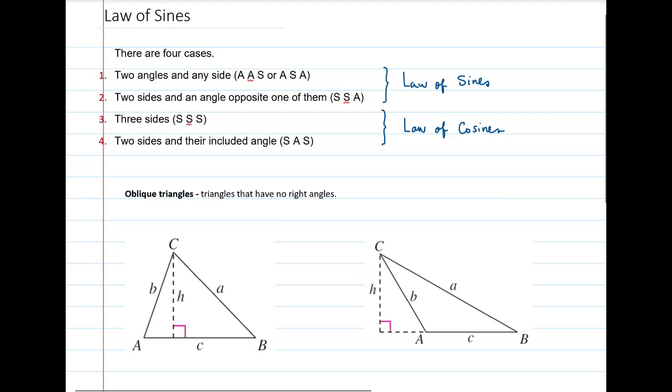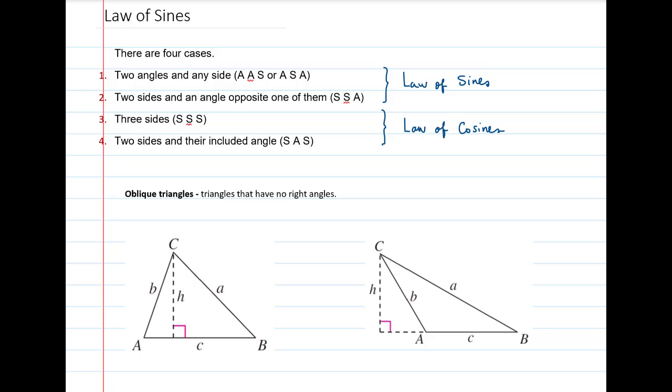solve these cases. Now first we're going to define what oblique triangles are, and these are just triangles that have no right angles, right? So far we've been looking at how to solve problems or word problems using a right triangle with right triangle trigonometry. We're going to look at all the other types of triangles, and oblique includes all of those.